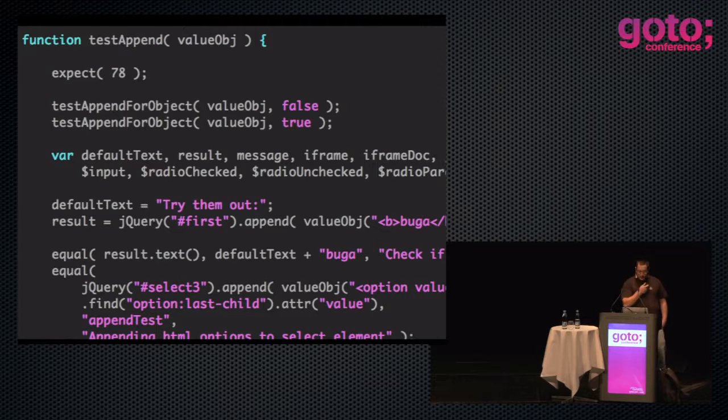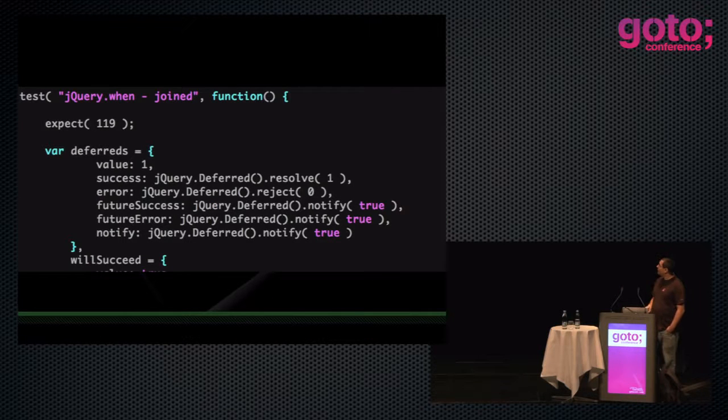And then you have 119. That's interesting. This is just the beginning of the test, of course. And now we're seeing a different pattern. The reason we have 119 asserts in this test is because this isn't really a test. This is a test suite disguised as a test method. And in that test method, we're testing all of the possibilities relating to jQuery.when.